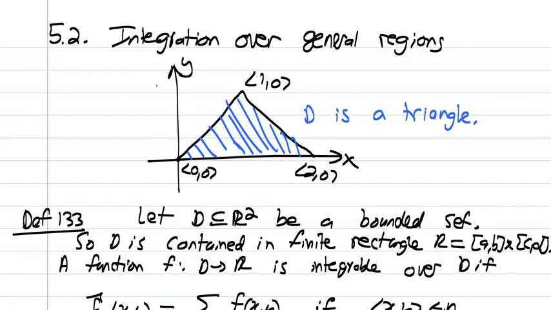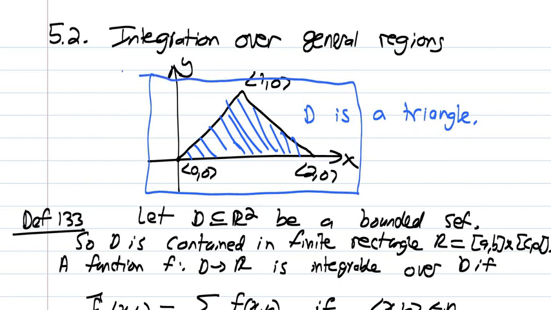So because this is a bounded set, we can construct a rectangle that contains triangle D. And if we have a function and we know what the function values are on D, we can just decide that for points not on D, outside D, the function has a value of 0. So if we can define integrability on the big shape, the rectangle R, then we can use that to define integrability on the region D, which is a triangle. And this was the inspiration for definition 133.